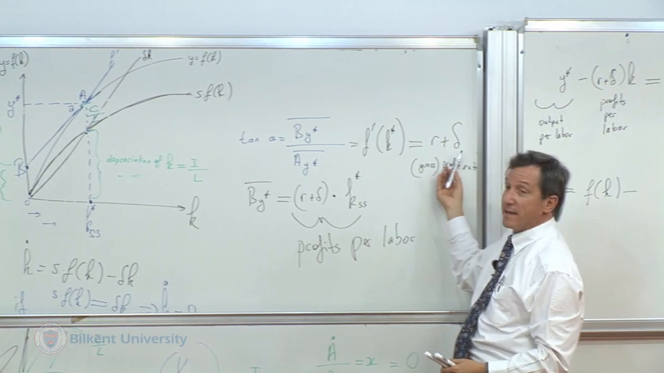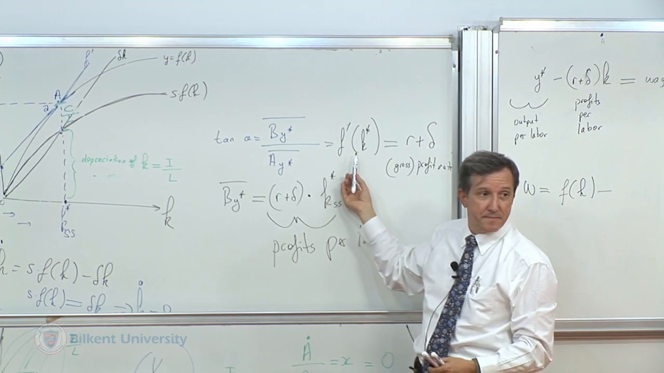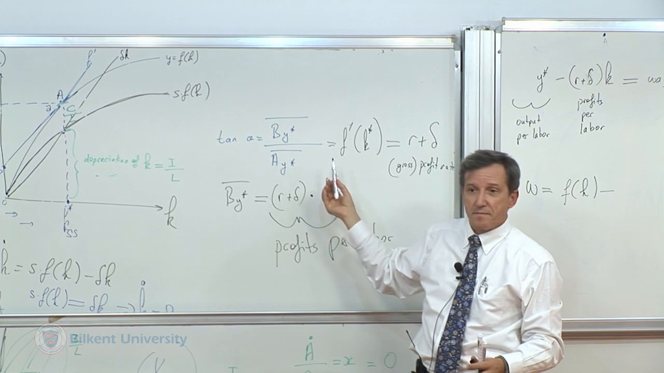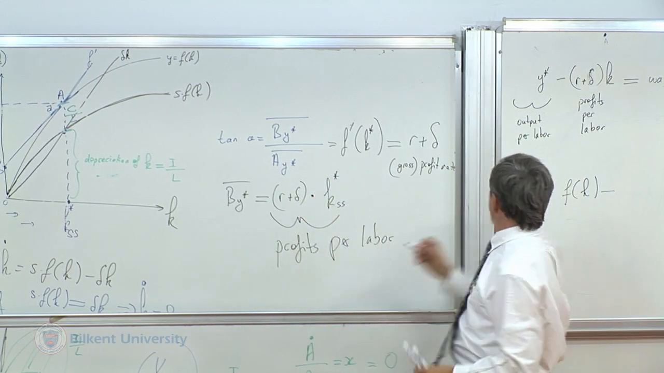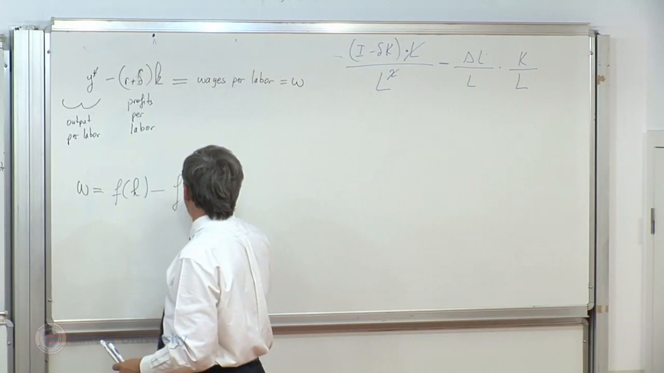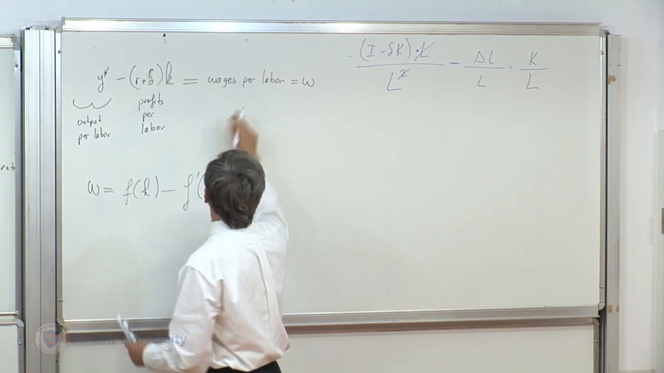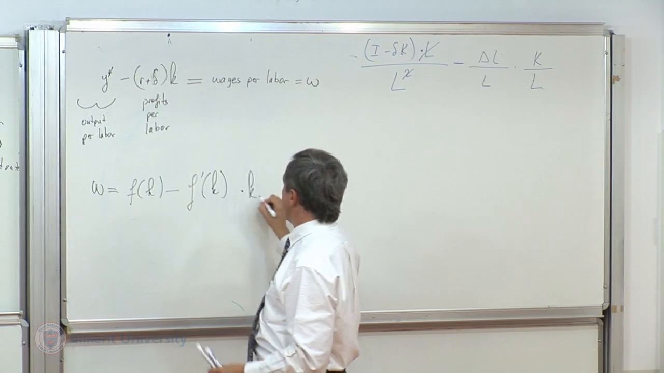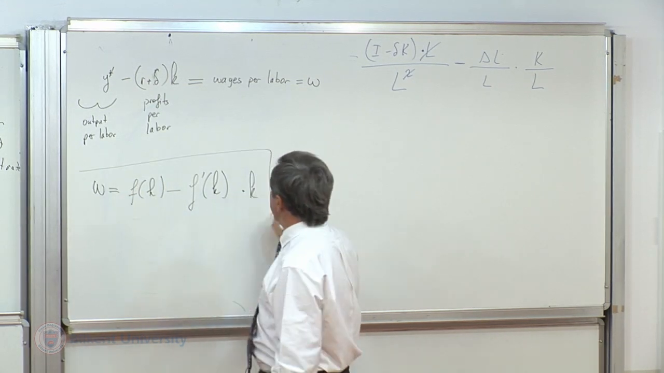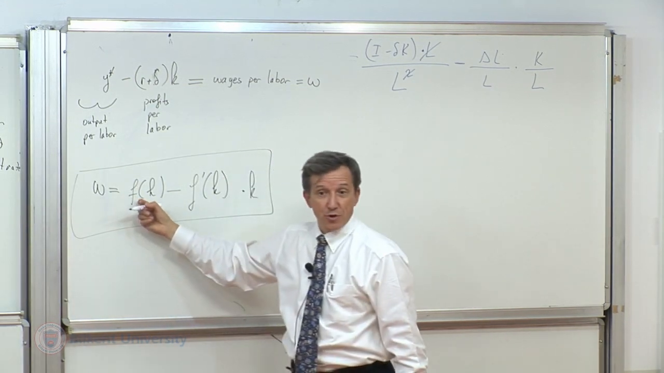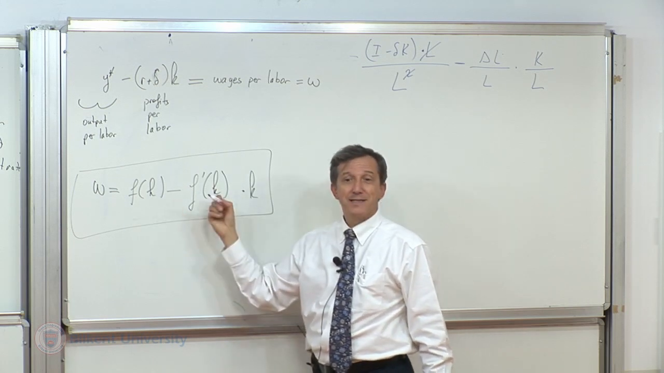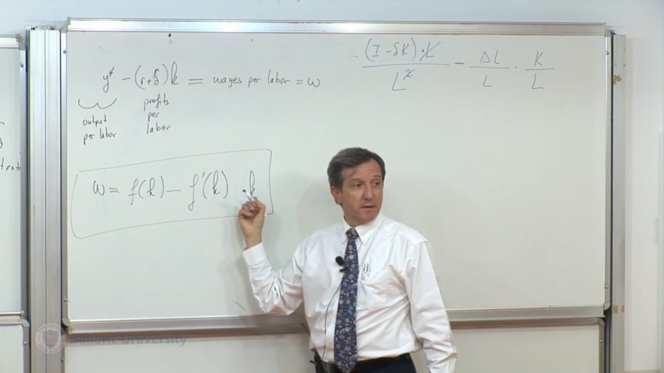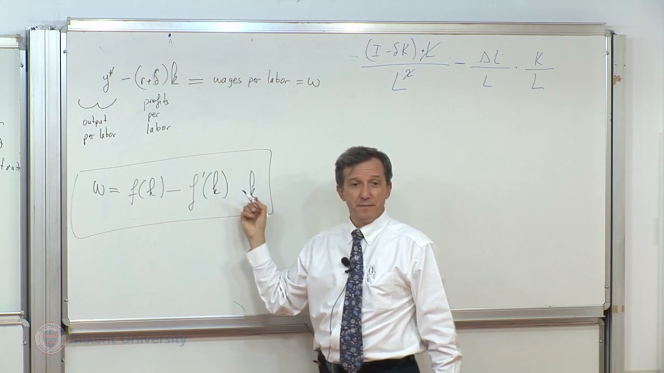That's what r plus delta is, f prime. Is everyone here? Okay. All right, so f prime times k. So the wage rate is output minus profits: f of k minus f prime times k. Do you remember this expression?